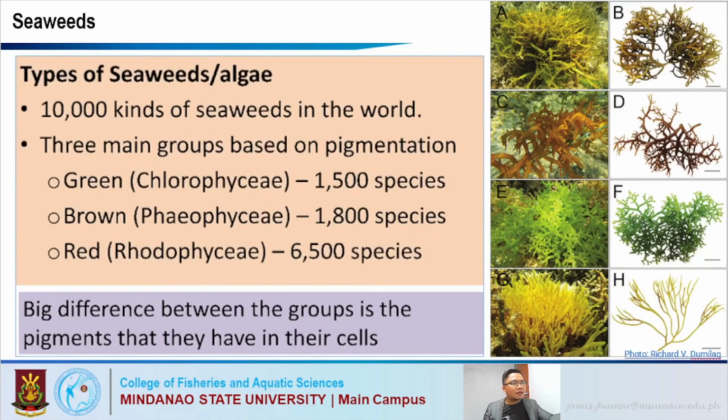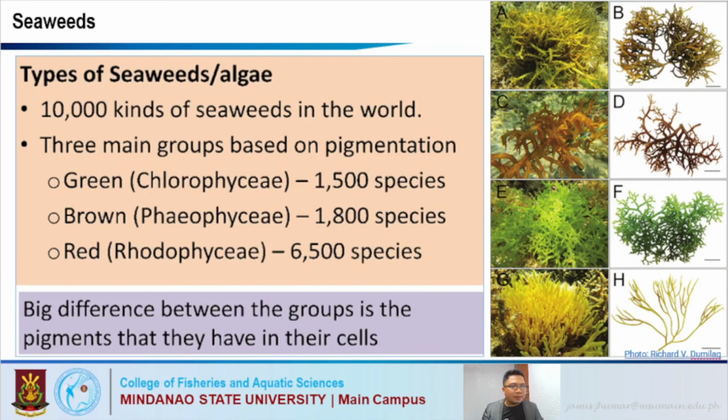And here we have the seaweeds, the type of seaweeds and algae. There are basically 10,000 kinds of seaweeds in the world. There are three main groups based on pigmentation. So again, please take note that the three main groups of seaweeds are basically classified according to the pigmentation. For the green seaweeds, we call them chlorophyceae, accounts for about 1,500 species in the world. And for the brown seaweeds, we call them phaeophyceae, about 1,800 species. While the red seaweeds are the rhodophyceae or the rhodophyta, accounts for about 6,500 seaweed species. Big difference between the groups is the pigments that they have in their cells. So that makes them color green, brown, or red.